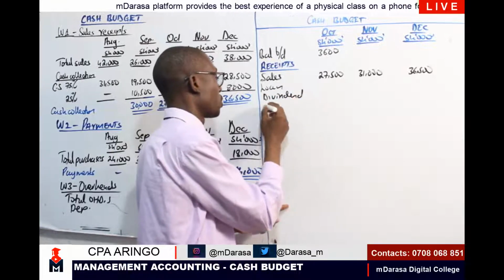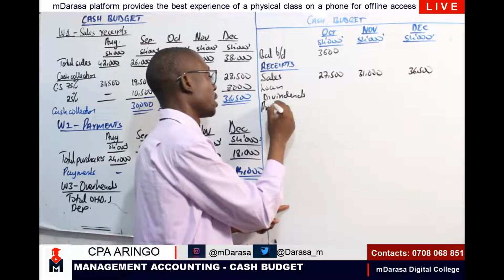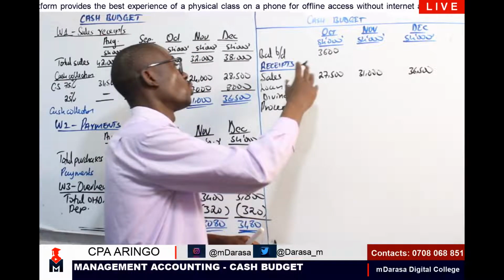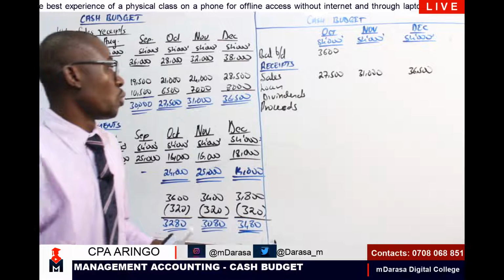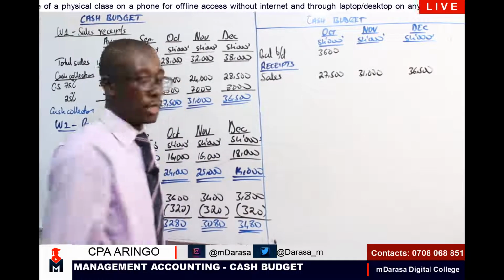Maybe proceeds on sale of fixed assets. We could be having them at this point. But this time round, we weren't given such. So that will make our work easy.